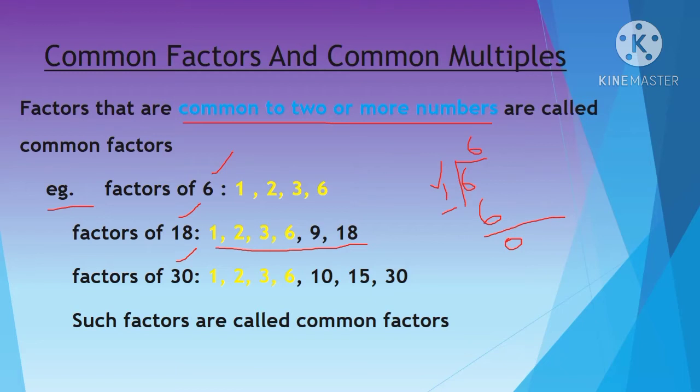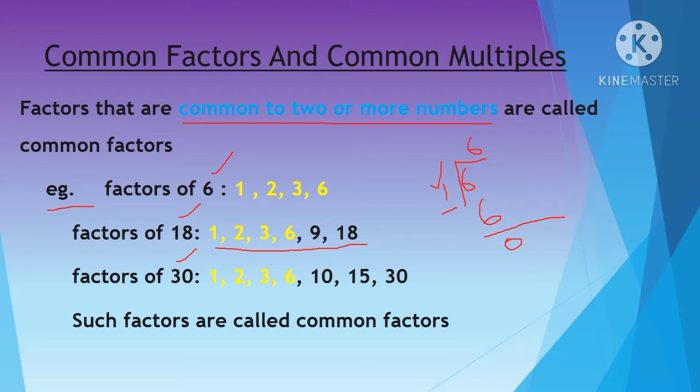Then factors of 18. When you divide 18 by 1, 1 and 18 are the common factors for all numbers, right? So then 18 divided by 2, we'll get the remainder 0. Then 18 divided by 3, we'll get the remainder 0. Then 18 divided by 6, yes, we'll get the remainder 0. So 18 is divisible by 1, 2, 3, 6, 9 and 18. Same way for 30. 30 is divisible by 1, 2, 3, 6, then 10, then 15, 30.